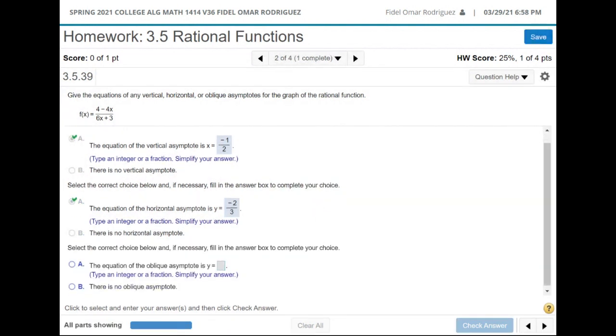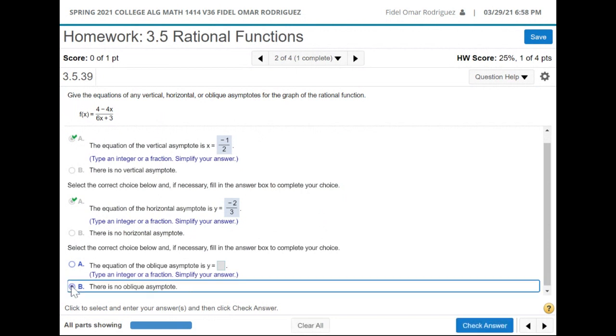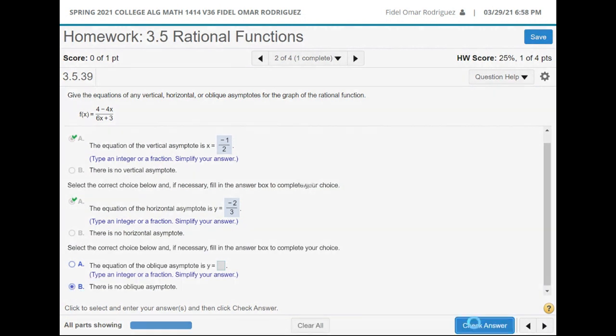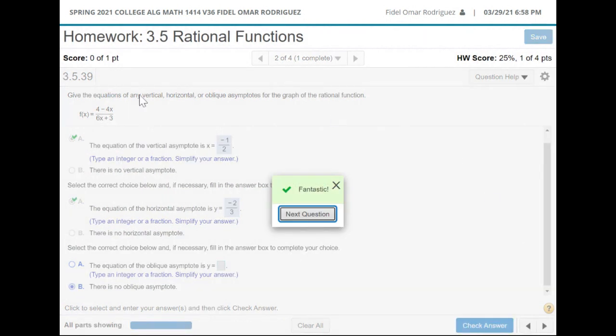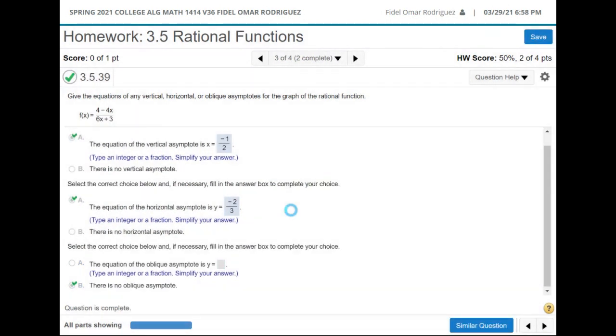And is there an oblique? No, we're not going to have any obliques. So I'm going to click on part B. There is no oblique asymptote. And guys, just to give you a heads up, the way you would know if you're going to have an oblique is if the power on the top was bigger than the power on the bottom. And I think I pulled those questions from your homework, so I don't think you have one like that.